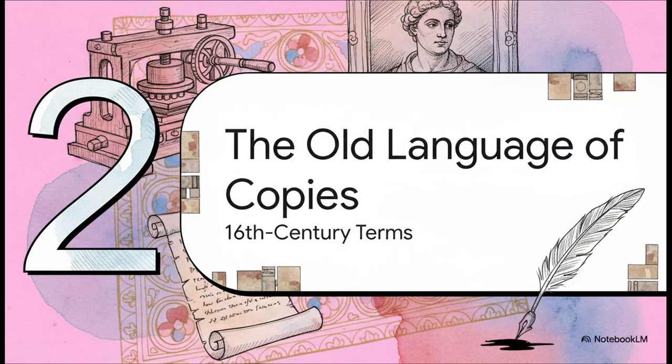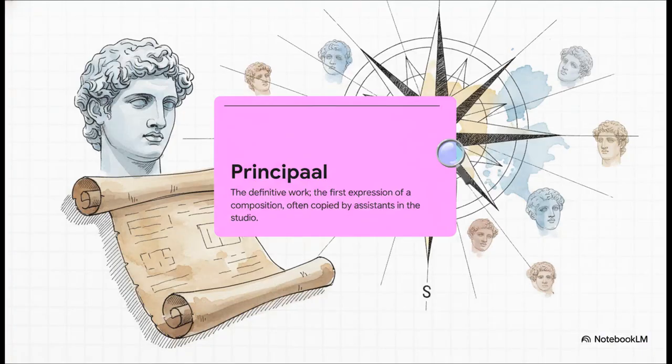Well, his problem, and this is the key to the whole story, is that the rules we all just assume exist today, they didn't. Back in the 16th century, the way people even talked about originals and copies was from a completely different planet. Okay, so first up, you had something called the principal. Think of this as the master's one true version. It was the definitive work, kind of like the original source code that everything else was built from.